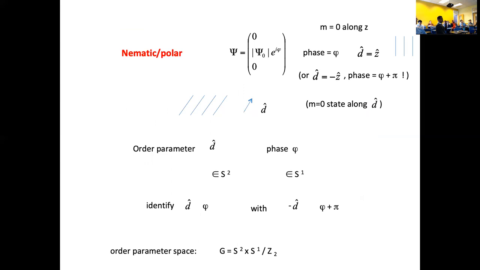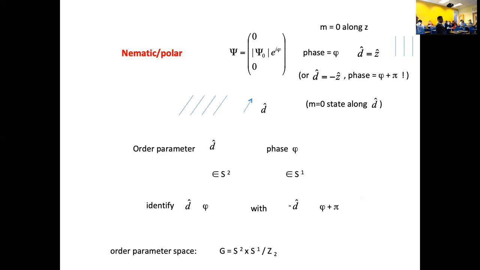Now, let me go on further to the other state, the nematic or the polar state. One of the states that you can write down is this. Remember that this component has any magnitude and a phase. So this, as I said, corresponds to m equals 0 along c, that's a phase. So I have to specify this particular direction that it would look like this. And for this example, usually in the literature, the notation for this direction is d, and in this case it is along the c-axis.